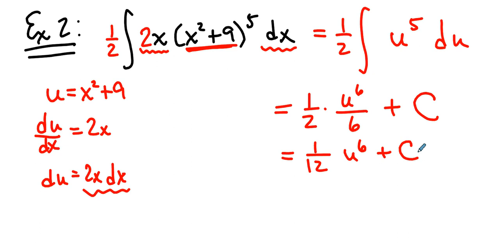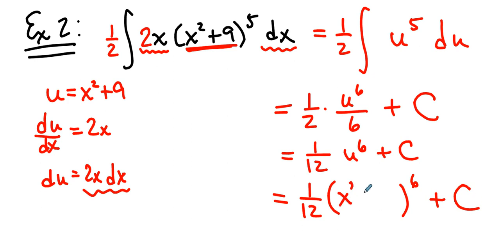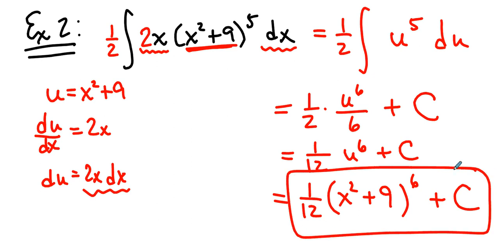But the question didn't come to us in terms of u, so the answer can't come to us in terms of u. The answer comes to us in terms of x. And we're done. And I know that you wanted to see that one more time, and so we will.